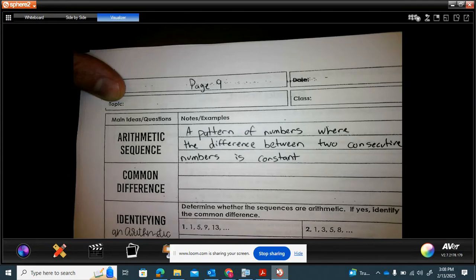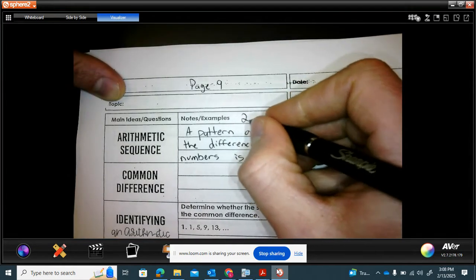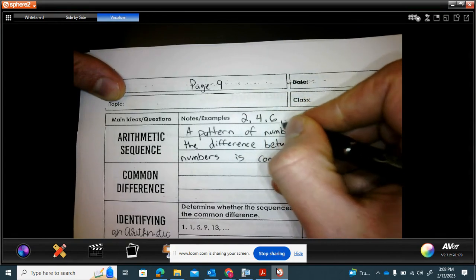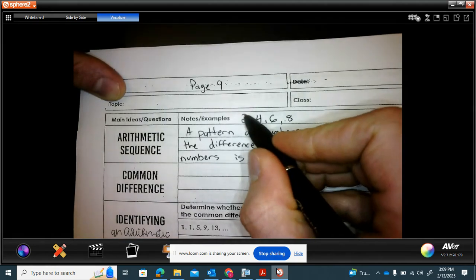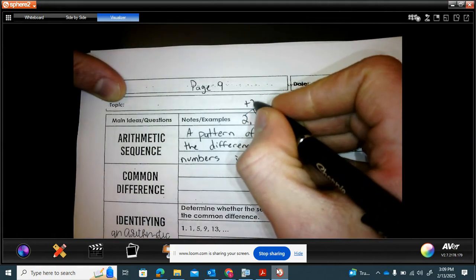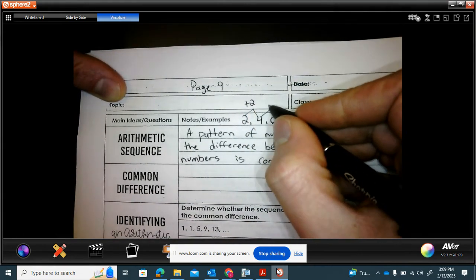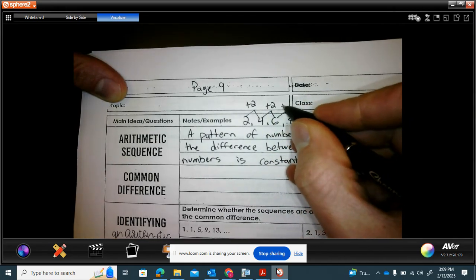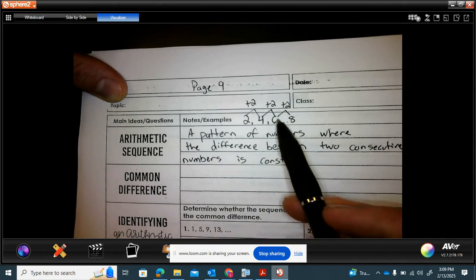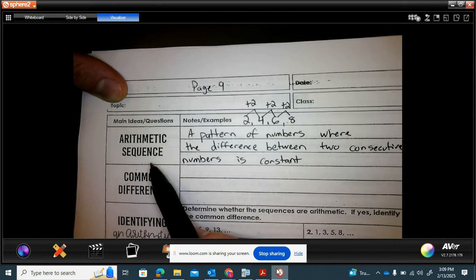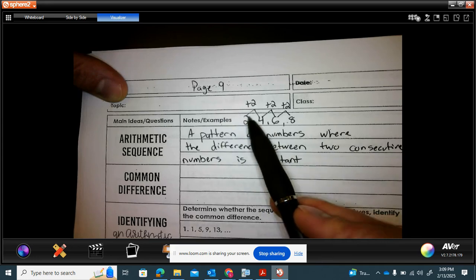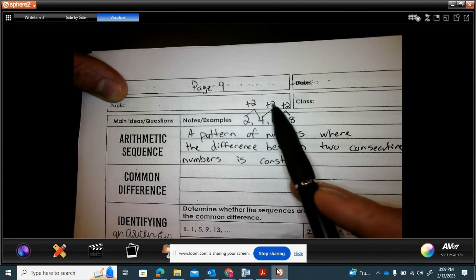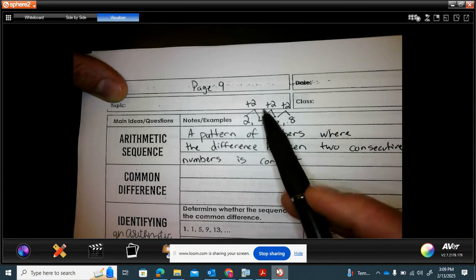And so, for example, if you had 2, 4, 6, 8, this is a sequence. It's just a bunch of numbers, and there's a pattern to the numbers. If you go from 2 to 4, you would be adding 2. Then going from 4 to 6, you would also be adding 2. 6 to 8, you'd be adding 2. So we would consider 2, 4, 6, 8 an arithmetic sequence because between each number, the difference is the same, or constant.